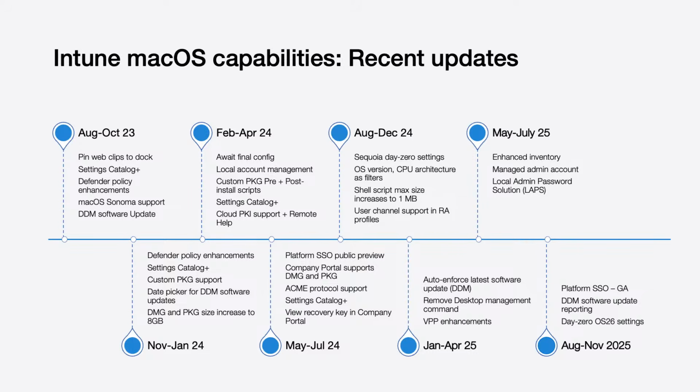In February to April, we did await final configuration. This is where the Mac gets held in Setup Assistant until we've deployed all of the configurations and payloads that it needs, so that we know it's ready for your end users by the time we release them to the desktop. We added local account management. This was around pre-configuring the local accounts that get created on the Mac. We did custom PKG pre and post install scripts. Again, I remember this period well, and this was the number one ask for many of our customers during this period of time. More settings catalog items.